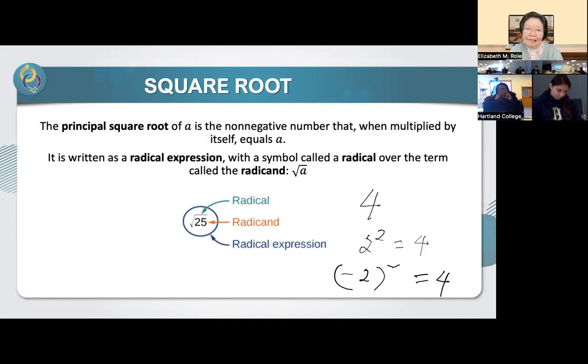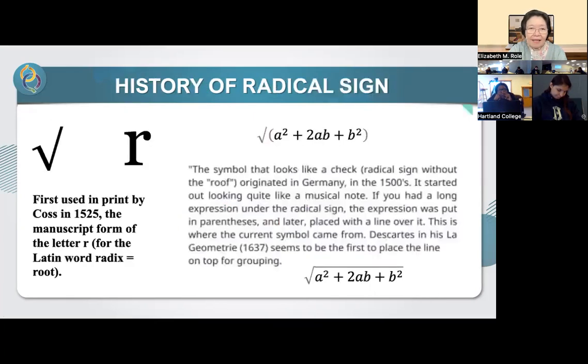So we talk about a radical expression. This symbol is the radical symbol. And of course, the radicand is the number under the radical symbol. So just terminologies: radical is the symbol, radicand is the number under that symbol, and the whole thing is called the radical expression. I will be using these terminologies, so it's important that we understand these terms: radical, radicand, and radical expression.